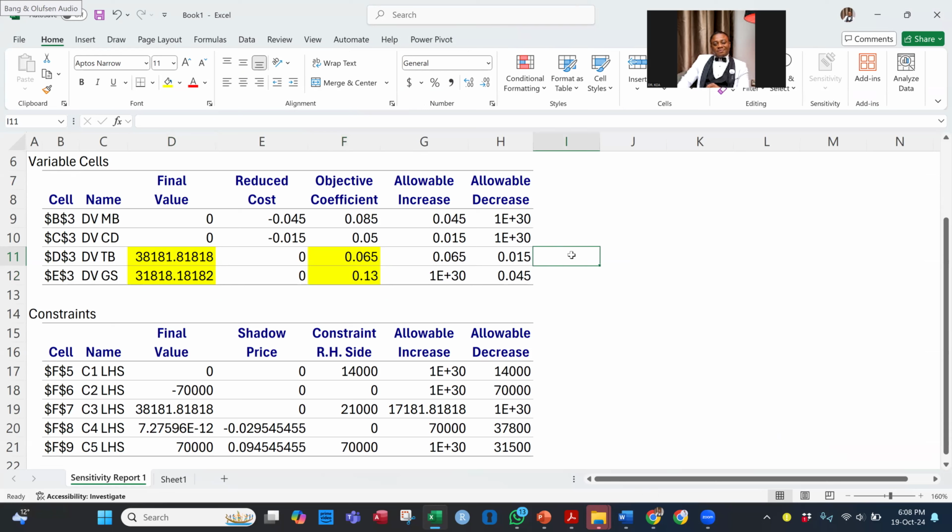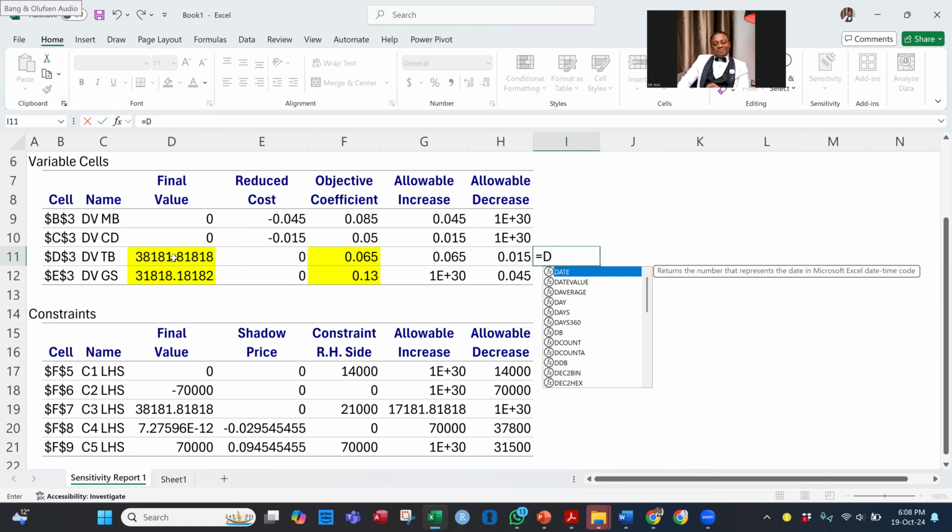So the corresponding maximum investment return is calculated as, and I'm going to use the equal to symbol here, taking each one of the final values and multiplying it by the objective coefficient. So you take this final value, you multiply it by the objective coefficient. You can even do SUMPRODUCT.